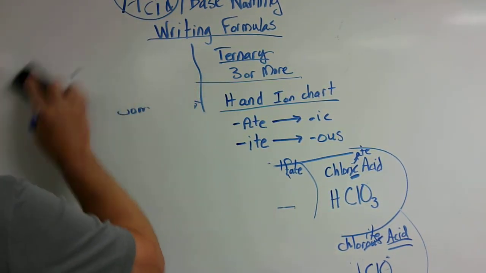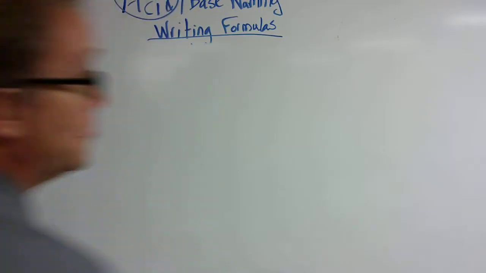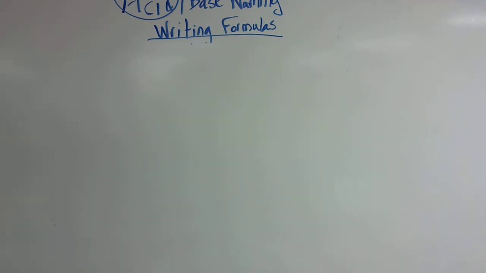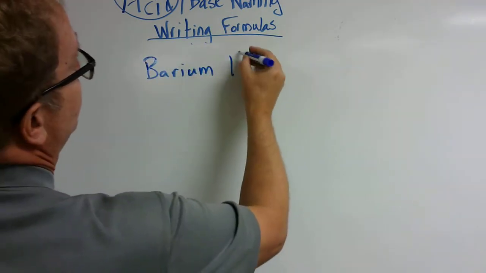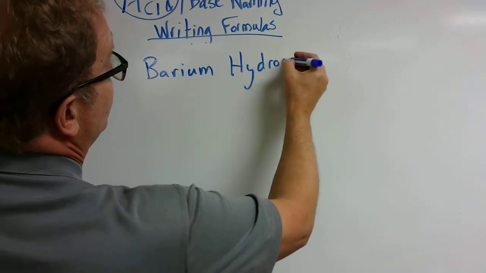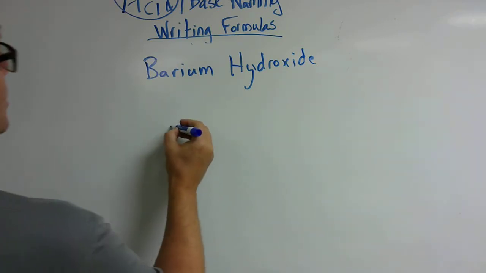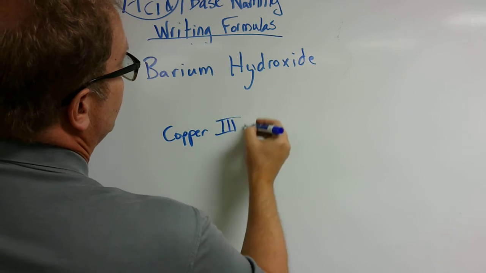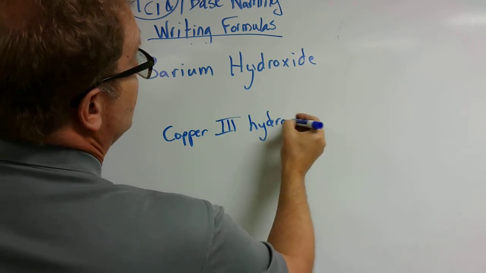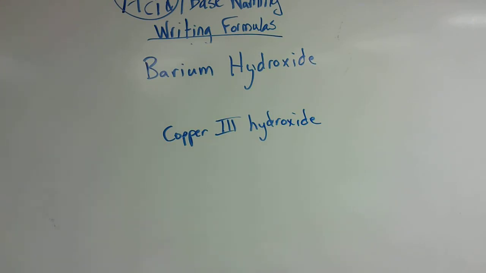Okay, let's go ahead and do the bases, because the bases are kind of like the same as what we've been doing. In this case, it's always going to look pretty much the same. Let's go with a couple. Barium hydroxide. Again, I'm just going to go ahead and write the formulas because that's usually the problem area for people. And then let's say I go copper 3 hydroxide. This one actually causes problems sometimes with the formula writing.